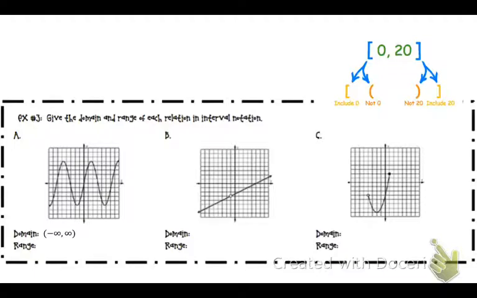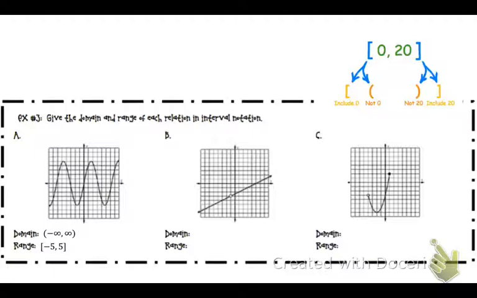So that's why those are parentheses. Okay? The range here, the furthest down it goes is -5. The furthest up it goes is +5. And it equals -5 and it equals +5. So those are brackets. Okay?